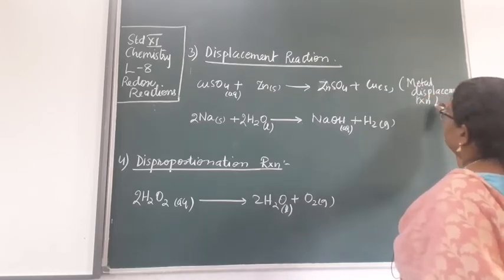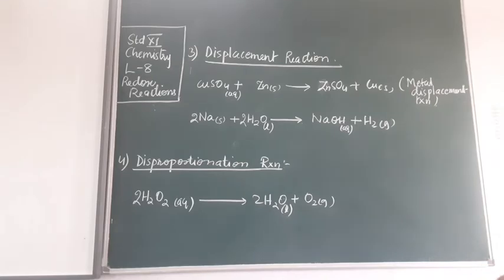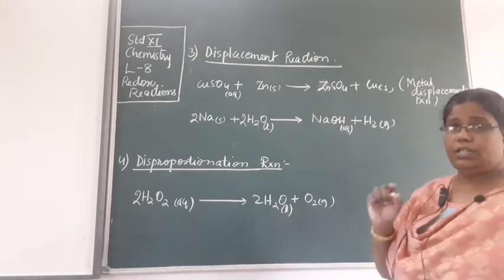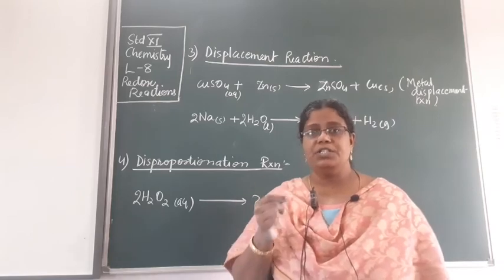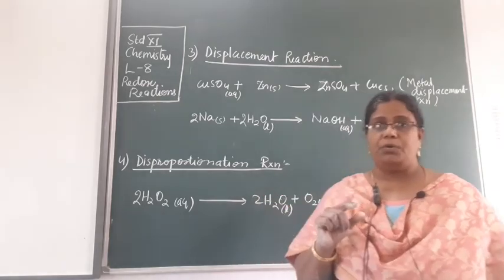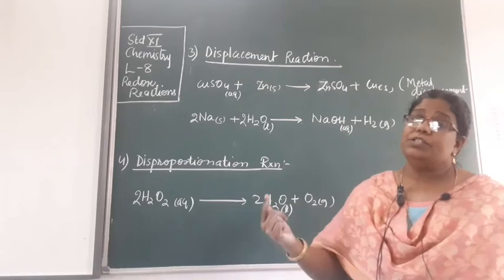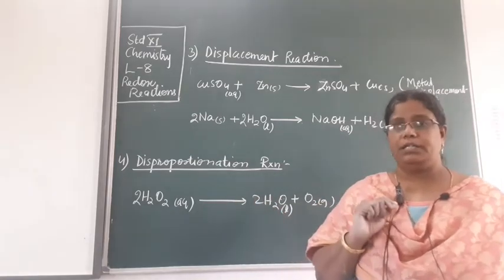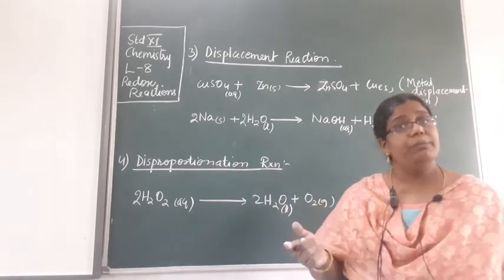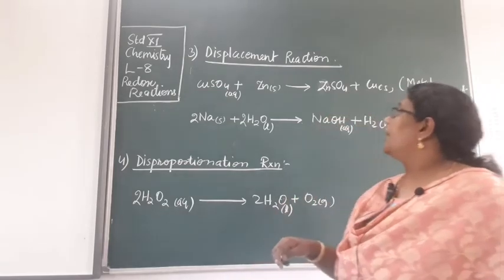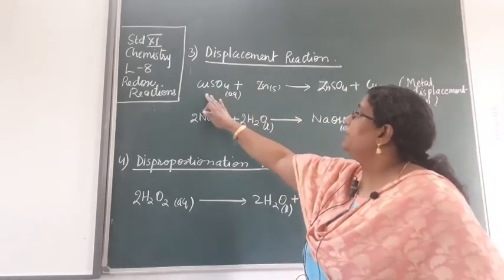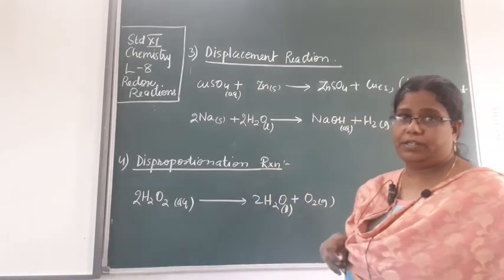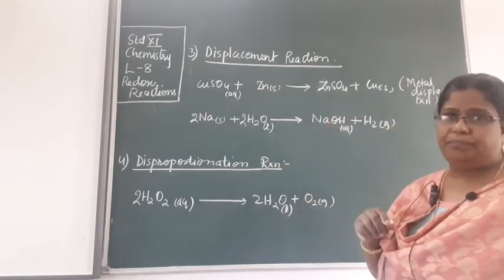reaction. What is the definition of this displacement reaction? It is the reaction in which an atom or an ion is displaced from a compound by an atom or an ion from the other compound, then that will be called as displacement reaction. तो यहाँ पे metal displacement इसलिए कहते हैं क्योंकि a metal is displaced from the salt by another metal, okay.